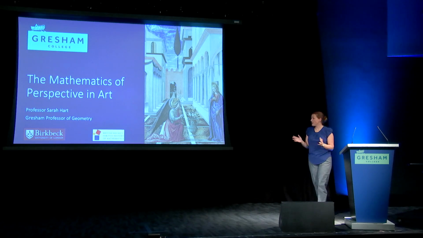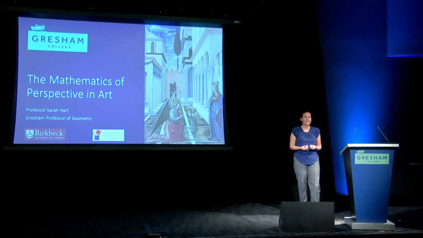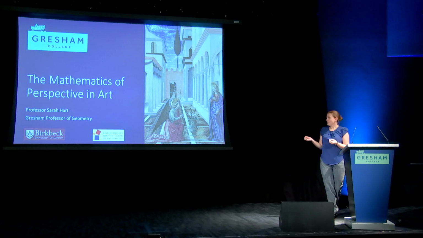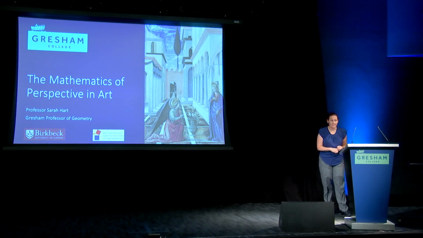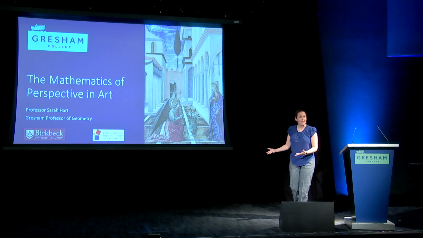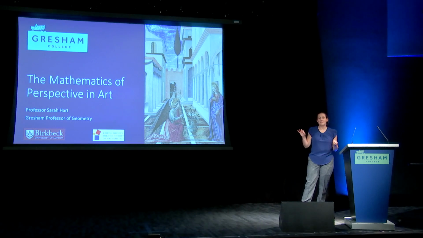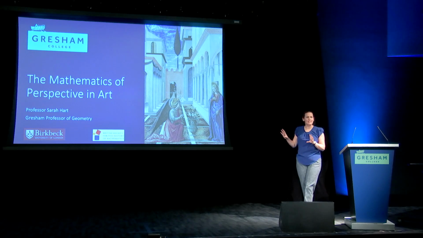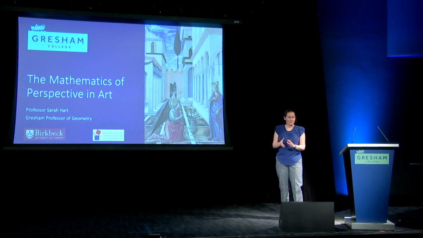So today, we're going to talk about the mathematics of perspective in art. We're going to find out the best place to stand in an art gallery, the modern applications of the medieval Chinese alternative to perspective, and you're going to learn how to make your very own Holbein-inspired perspective illusion.